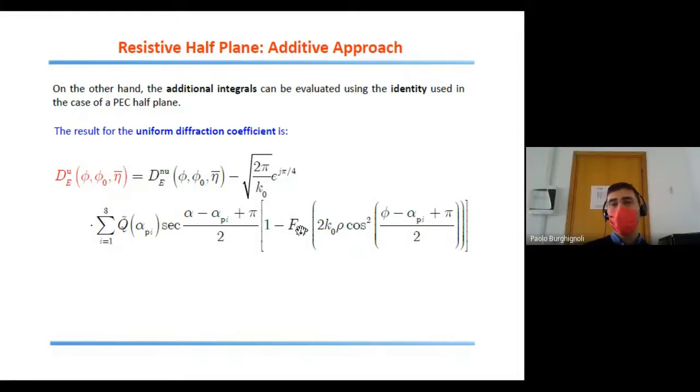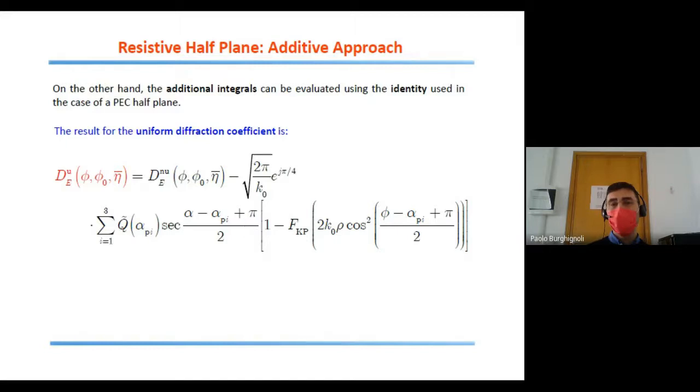If you include also those contributions by summing algebraically together the two things, you obtain the final uniform diffraction coefficient that is in the case of a resistive sheet finite and continuous, giving a continuous total field everywhere, and that comes from the fact that the discontinuity in the diffracted field exactly compensates the discontinuity in the geometrical optics field in correspondence of the reflection and shadow boundary.